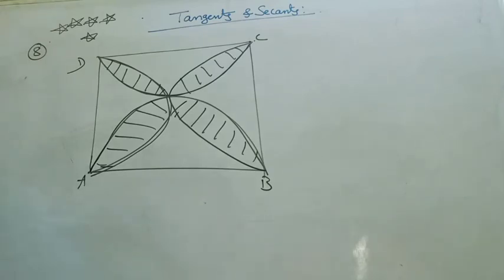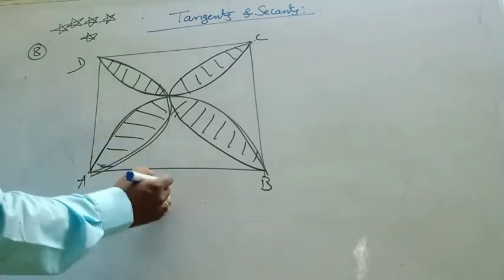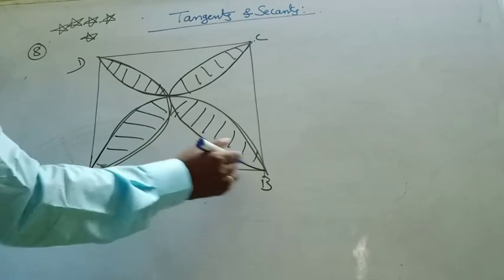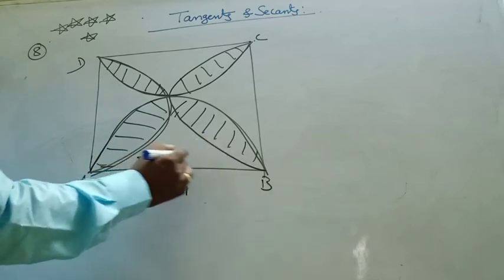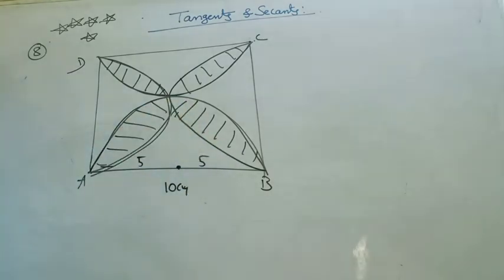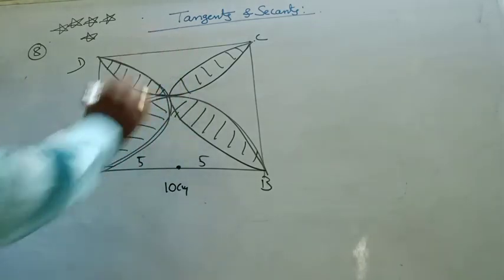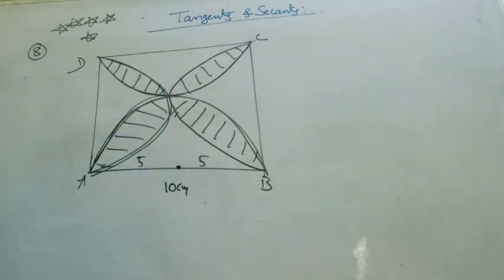They have given that ABCD is a square of side 10 centimeter. This is equal to 10 centimeter. Now if this is the center of the semicircle, this is 5 centimeter, this is 5 centimeter. We need to find the area of this shaded portion. What I have shaded, that is what we require to find. Wonderful.